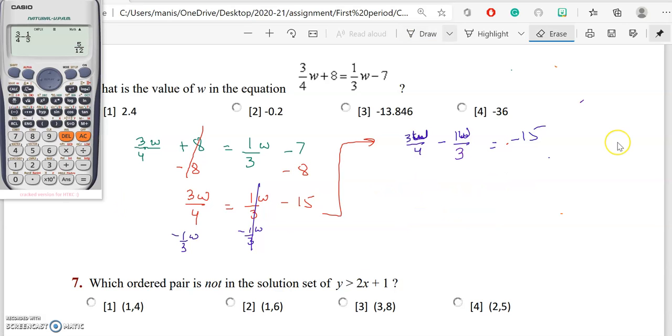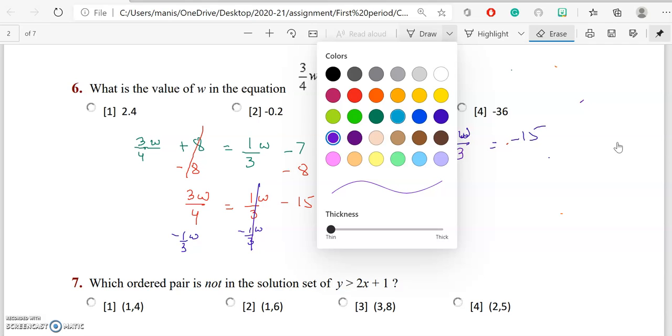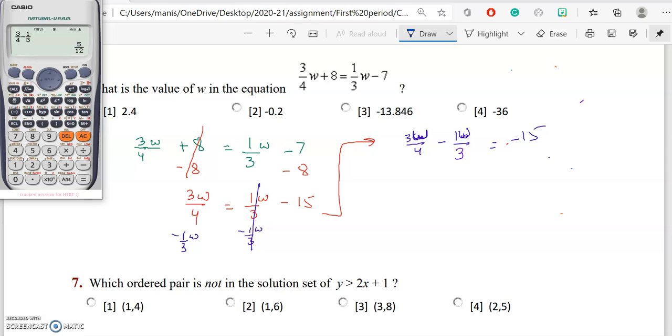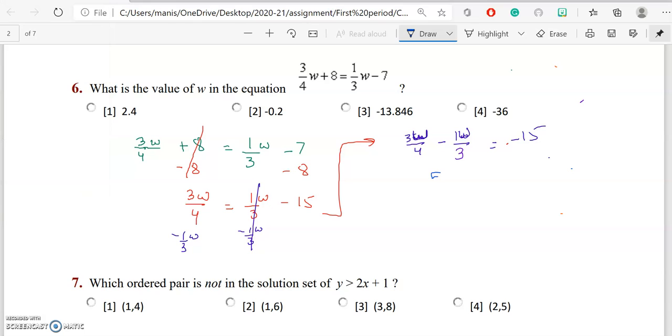Okay, I was able to find where I made the mistake in this question. Now if you see what happened, we subtracted 1 over 3. By mistake I was having 4 over here. So when I subtract this in my calculator, my answer is 5 over 12. I'll write it over here, 5 over 12 w is equal to negative 15.